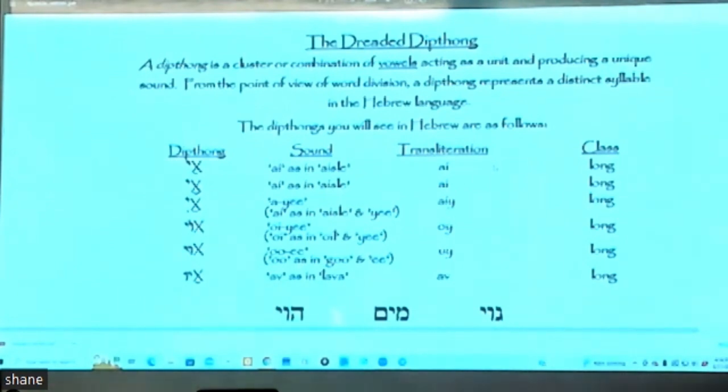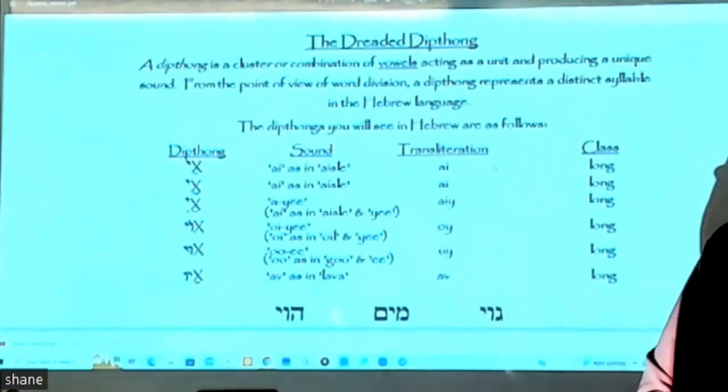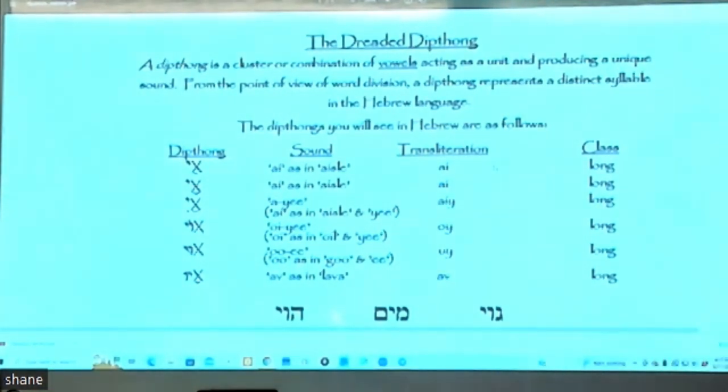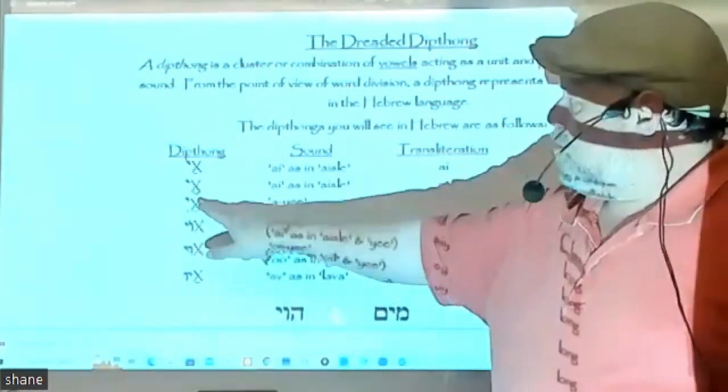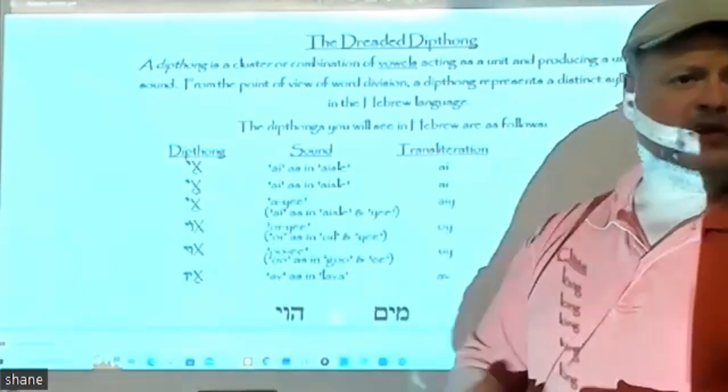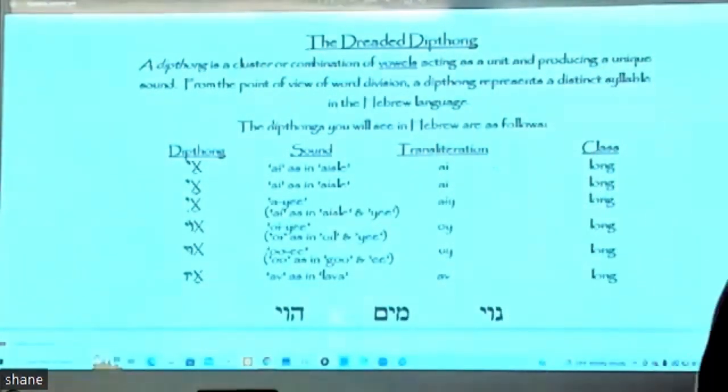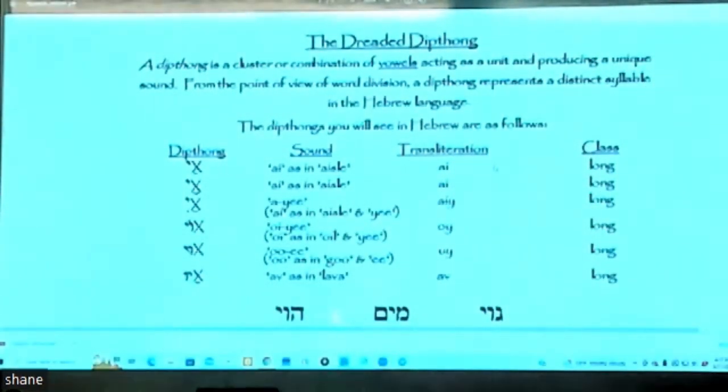They're all long. All right, so you have I. The very next diphthong that we see is a consonant sound, but it has kamats with a yud. So that gives us that I sound as well. I, as in aisle.